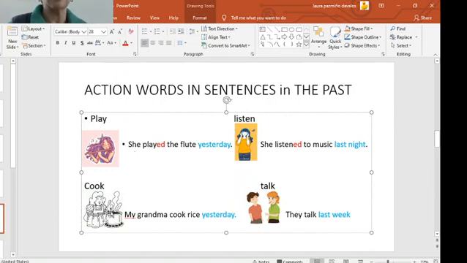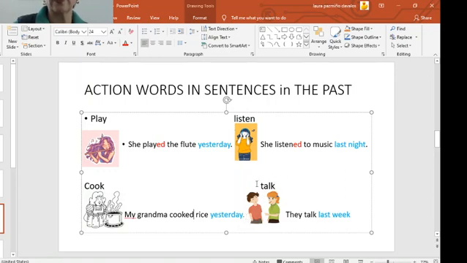Okay, look, cook. The grandma's cooked delicious. Okay, my grandma, este es un noun. My grandma cooked rice yesterday. ¿Está correcta esa sentence? ¿Qué les parece? Tenemos el time expression word. No está correcta porque el verbo tiene que ir en the past tense. Cooked rice yesterday.